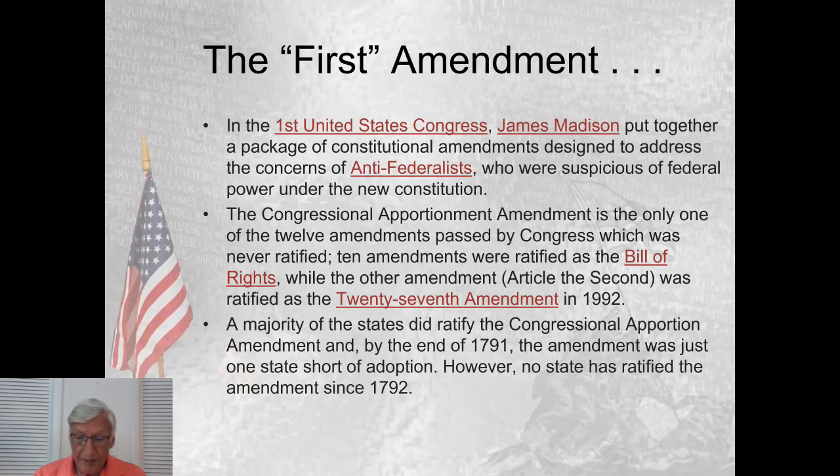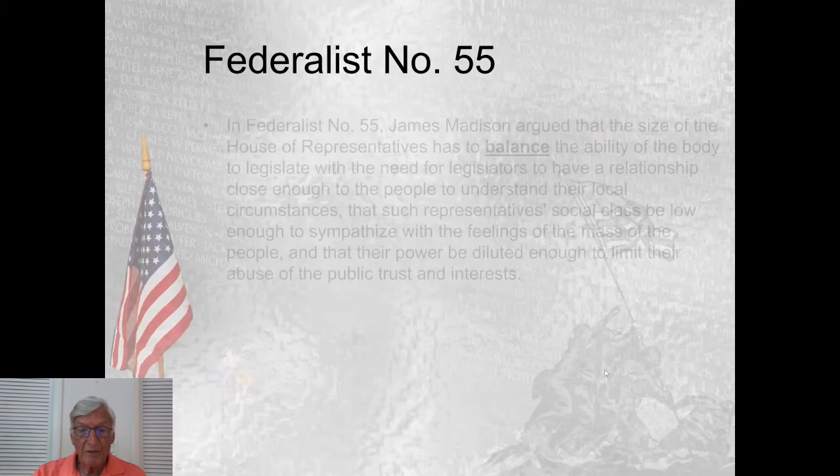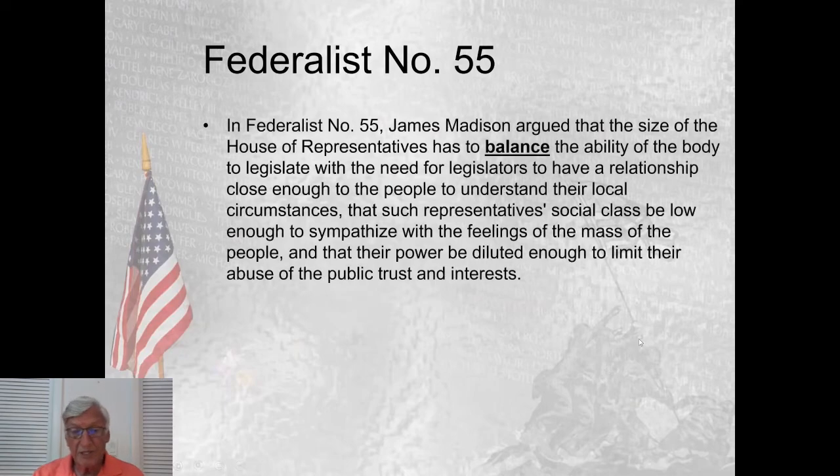Almost could have happened. However, no state has ratified the amendment since 1792. Okay, Federalist number 55. This is basically James Madison. That's where they talk about the size of Congress, and he addresses the subject of balance: the ability of the body to legislate, the need for legislators to have a relationship close enough to the people to understand their local circumstances, but also just a sense of balance in how the representation is all determined.